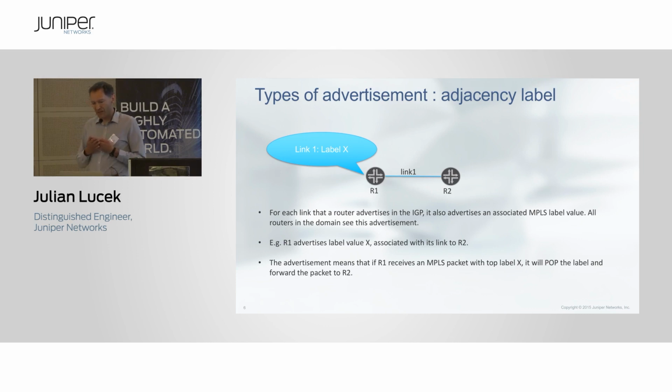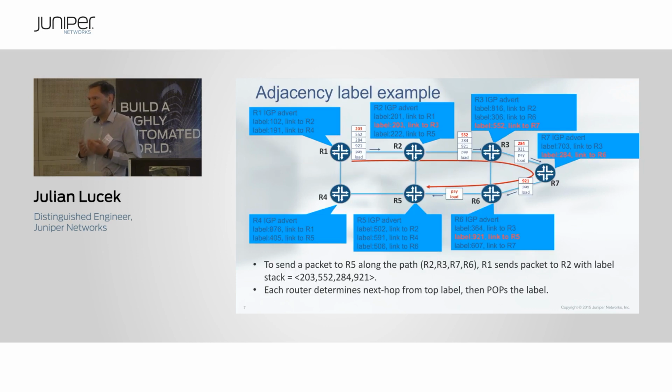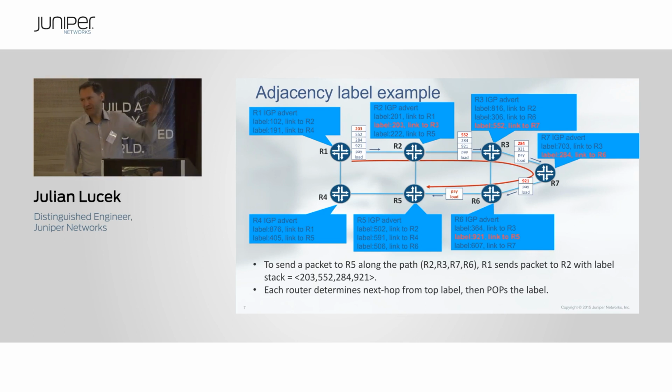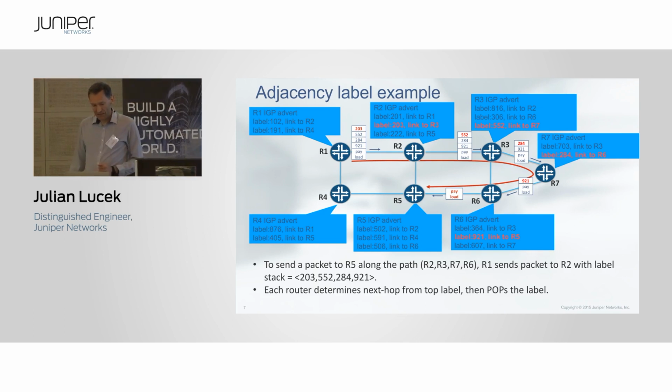So in this slide, what I'm showing is the adjacency labels that each router has announced, and they're shown in these blue call-out flags. And every router in the topology is aware of these labels because these are all flooded via the IGP. And so every router in this topology will have this map in its mind. It will have all this information in its ISIS or OSPF database.